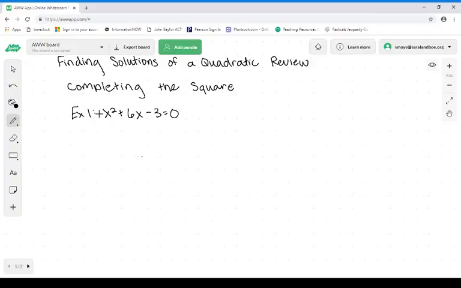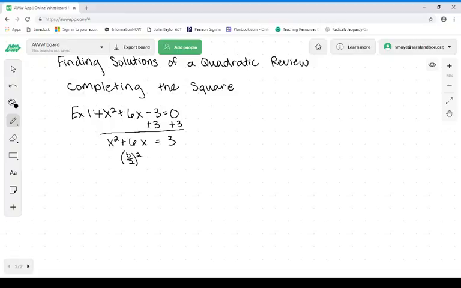And our first step here is we really need to get these terms with x on one side together so we can focus on those. And so I'm going to add this 3 to the other side. So we have x squared plus 6x equals 3. And now what I want to do is create that perfect square trinomial with the x squared plus 6x. And the way we do that is we think of standard form being ax squared plus bx plus c, and I'm trying to find that c that makes a perfect square trinomial. And so the way we can do that is by taking b divided by 2 and squaring it.